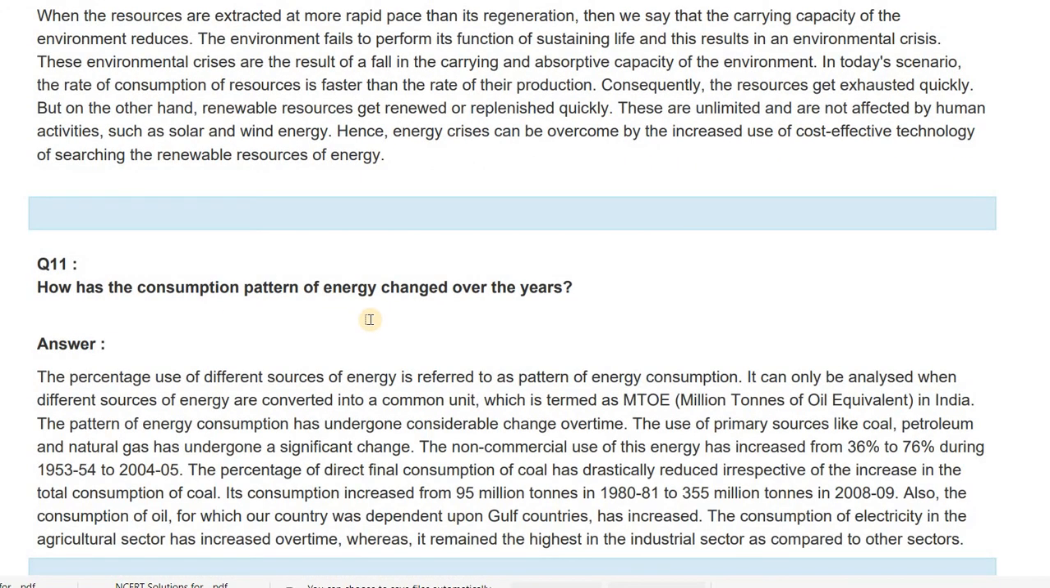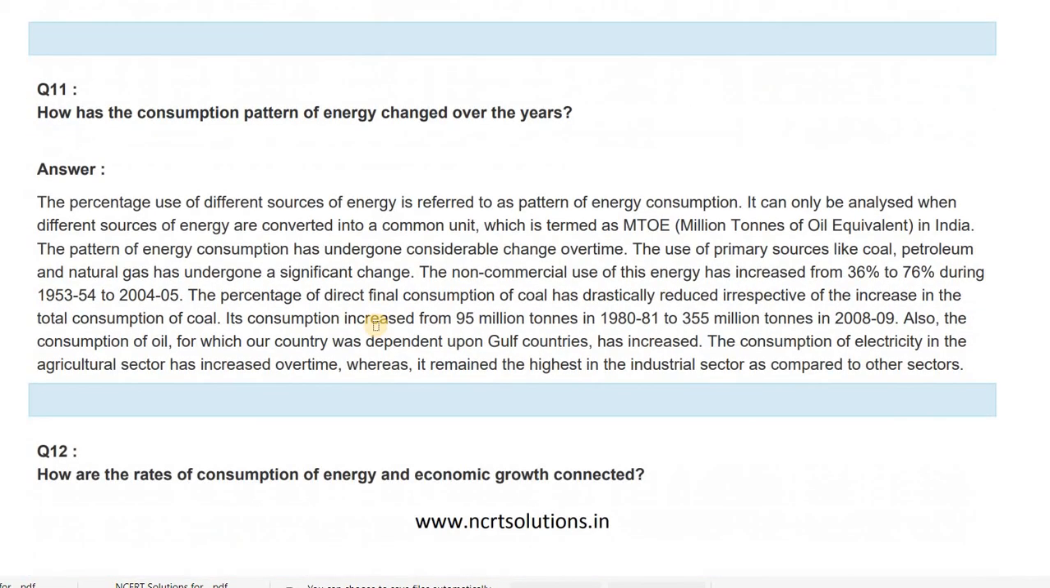Next one, how has the consumption pattern of energy changed over the years? The percentage use of different sources of energy is referred to as the pattern of energy consumption. It can only be analyzed when different sources of energy are converted into a common unit. Okay, the pattern of energy consumption has undergone considerable change over time. The use of primary sources like coal, petroleum, natural gas has undergone significant change.